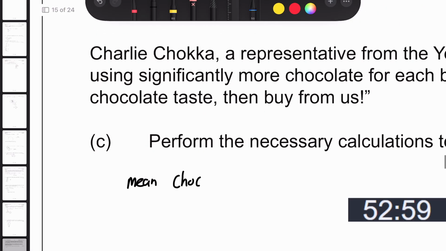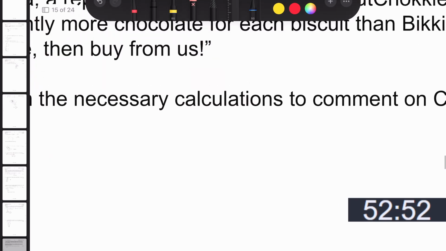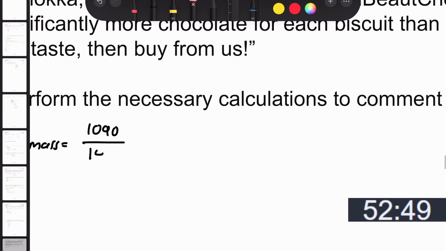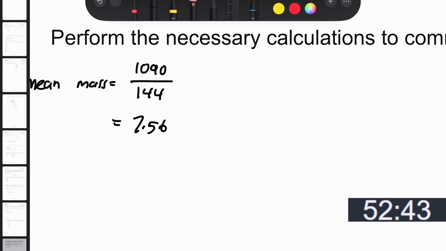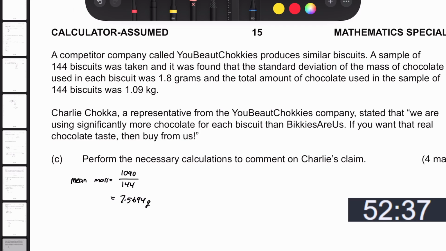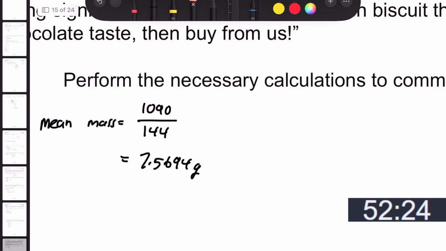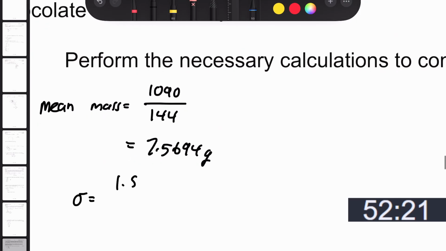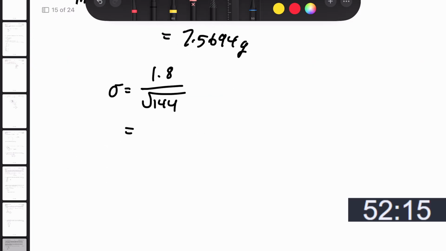mean chocolate or mean mass is equal to 1090 all over 144, which is 7.5694 grams per biscuit. And then the standard deviation of the mass, which was 101.8, all over the square root of 144, 0.95.